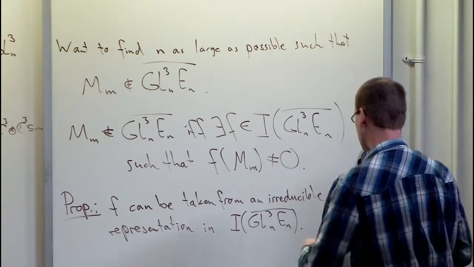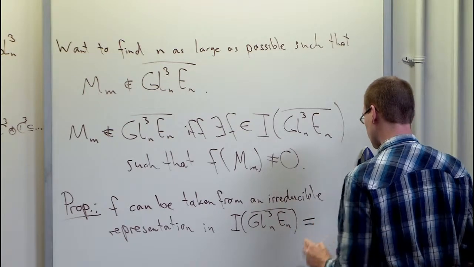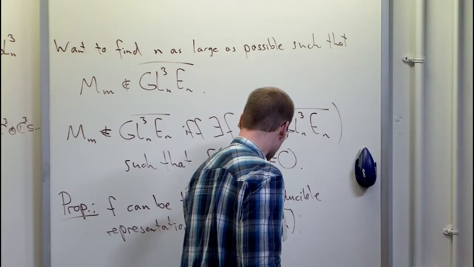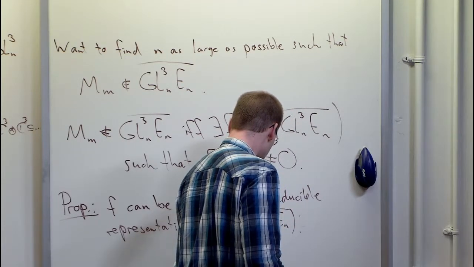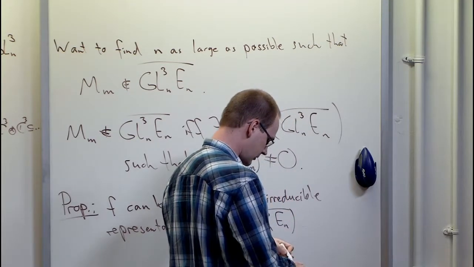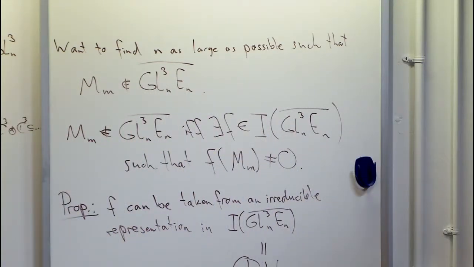So the vanishing ideal decomposes. Let me write it down. The vanishing ideal decomposes into irreducibles, and we can just always pick an f that is actually a vector in some irreducible representation. This decomposition is not a unique decomposition, of course, but the isotypic decomposition is. But that's not the point at the moment.